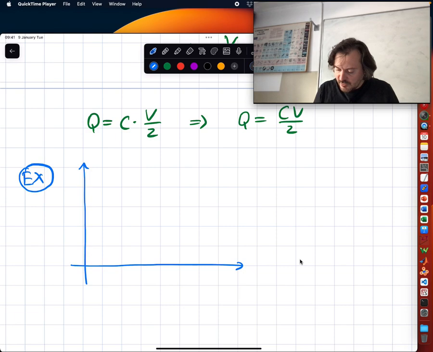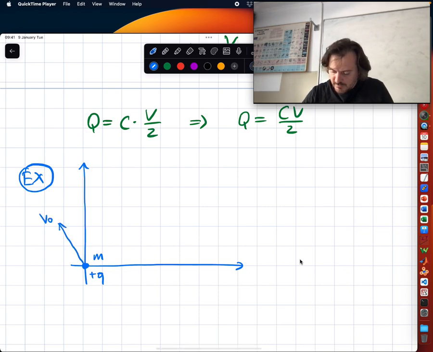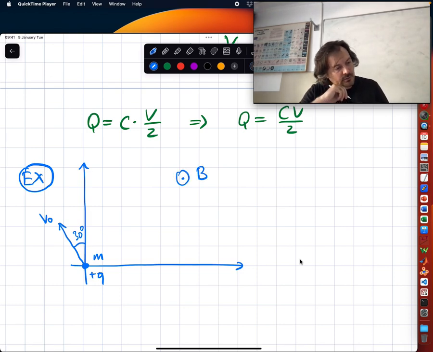This time there is a charge here, plus Q, with mass m. It starts with velocity v0 like this, at 30 degrees, and there is a magnetic field coming out. A particle with charge plus Q and mass m travels in a uniform magnetic field. At time t equals 0, the particle has this velocity. At a later time t equals t alpha, the particle will cross the x-axis at x equals alpha.